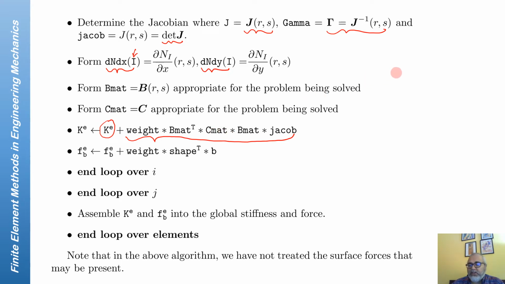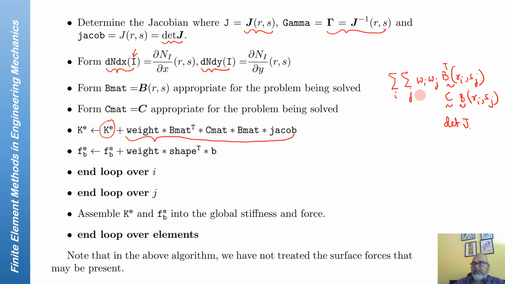And remember, the integral is solved as a sum over i and j of wi wj, B evaluated at ri sj, B transpose C B evaluated at ri sj, times det J. This det J is also evaluated at ri sj. So this is how the integral is converted into a summation.